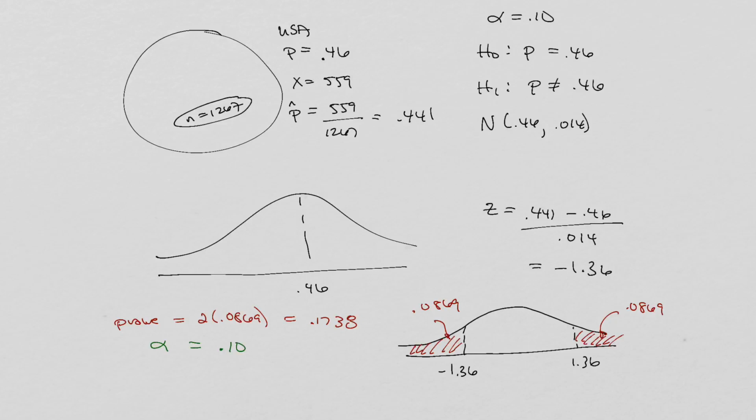Alpha, if you remember, was 0.10. We said that up here. So do we reject H0? No, we do not reject H0 because the p-value is bigger than alpha. So here we do not reject H0.